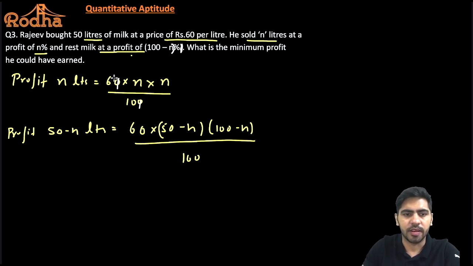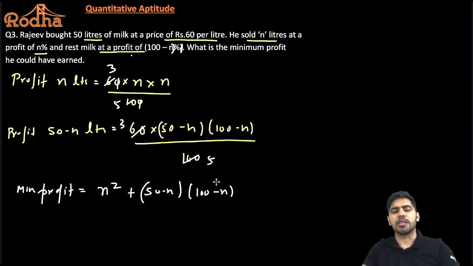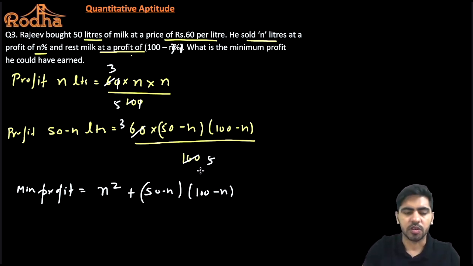So this will be 3 by 5, and this should also be nothing but 3 by 5, right? So my minimum profit can be obtained only by solving the remaining thing, that is n into n, which is n square, plus 50 minus n into 100 minus n, right? If I can find the minimum value of this, then I can find the minimum value of my total profit, right? Because then I just have to multiply by 3 by 5, because 3 by 5 is going to come out common in both of them, right? So let us try to find this.